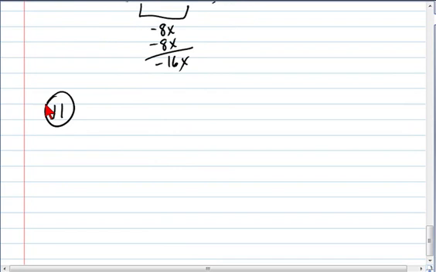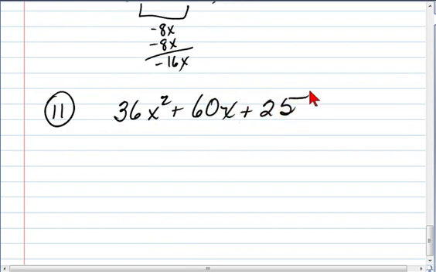Number 11. 36x squared plus 60x plus 25. If you're asked to factor that, there's no common factor. Is it potentially a perfect square trinomial? Perfect square, perfect square. So I think it's worth trying.